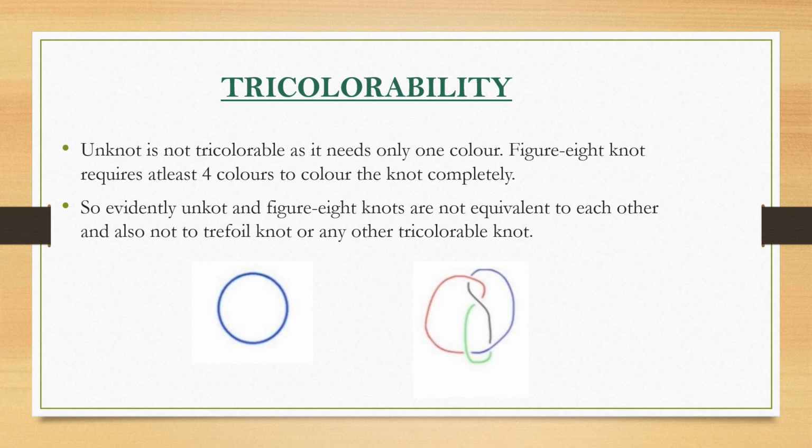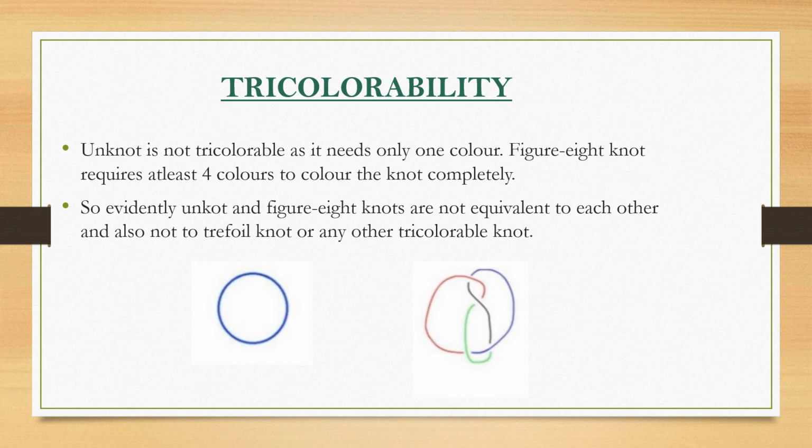Now we try to show that the unknot and the figure eight knot are different from the trefoil knot. This can be observed using tricolorability. The unknot just requires one color to color itself. So you cannot say the unknot is tricolorable because, as we mentioned before, in order to say whether a knot is tricolorable or not, you need to use at least two colors.